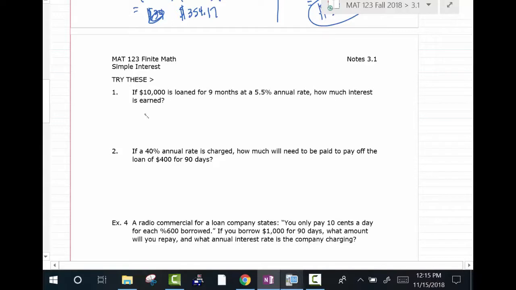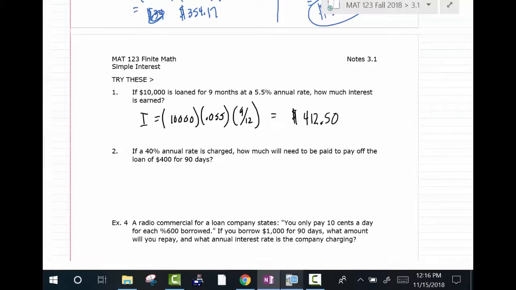Okay, so it looks like everybody got the first one. It's just principal times interest, 0.055, and then 9 over 12. And what was that again? 412.50, is that what everybody got? Okay, these problems usually aren't very hard for students as long as they know how to deal with the time part of that.